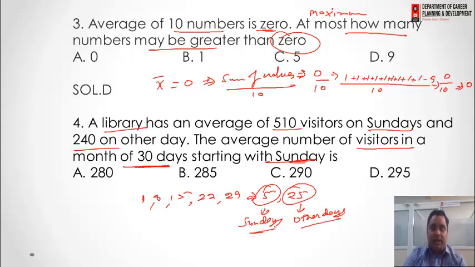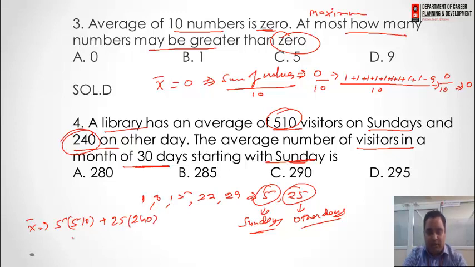Now we just need to combine the averages of these two to get the combined average number of visitors in all the days of the month. On each Sunday we have 510 visitors and on all other days we have 240 visitors. The formula, the weighted average, is 5 multiplied by 510 plus 25 multiplied by 240, divided by 30.